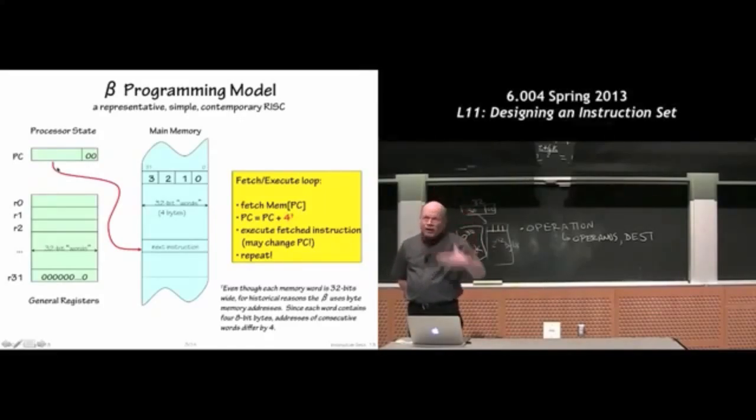That moves us 4 bytes farther along in memory, or one whole word. We execute: we look at the encoding of the instruction that we fetch. It's actually a 32-bit value that's come back from memory. We look at those bits, and that will tell us what to do, and I'll show you how in just a second. And then we just repeat.